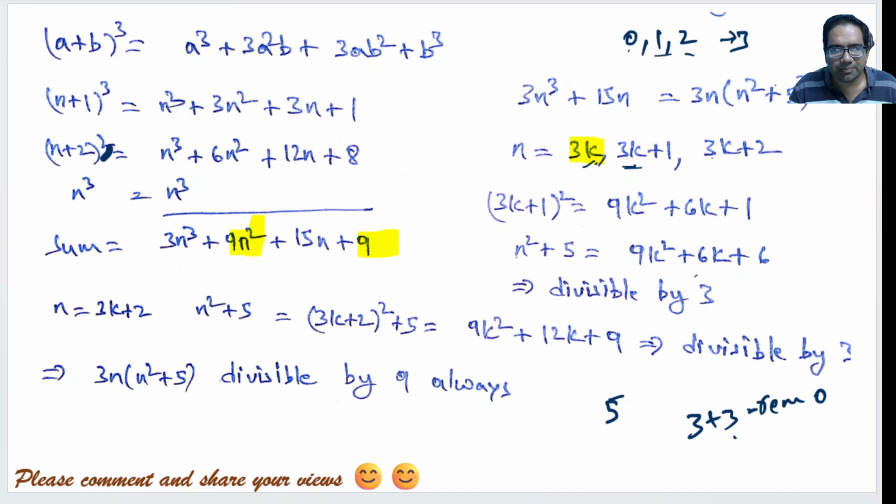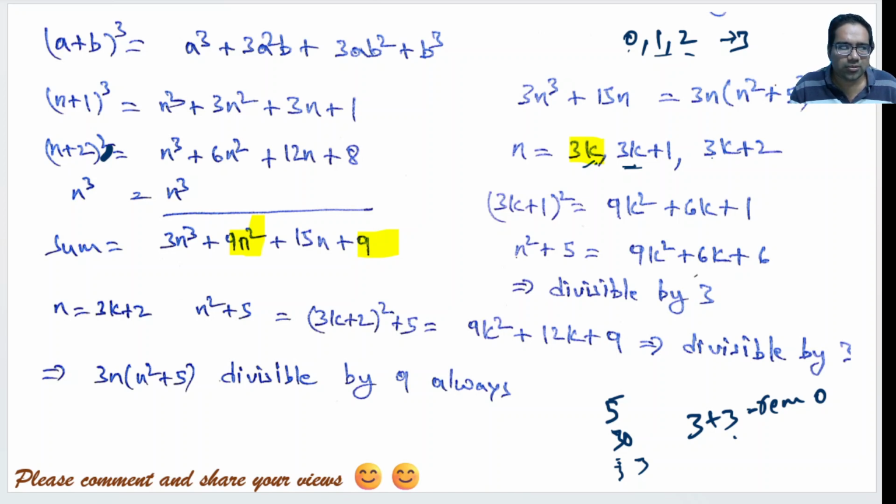Here also, this is a multiple of 3, because 9 is a multiple of 3, 12 is a multiple of 3, and 9 is also a multiple of 3. So this is also divisible by 3. For example, 5 square plus 5, the inside part, is 30. The inside part has one 3 and the outside part has another 3, so the product is definitely a multiple of 9.